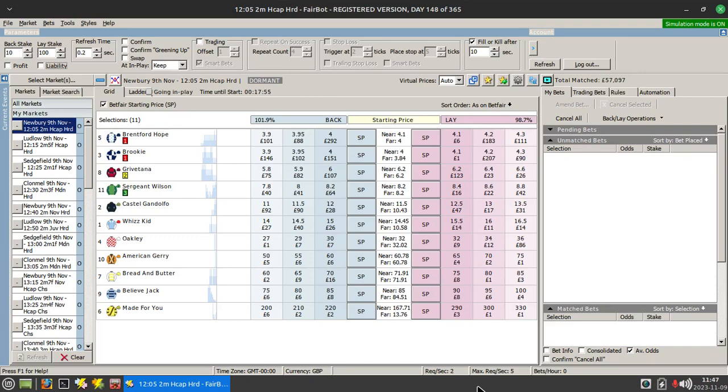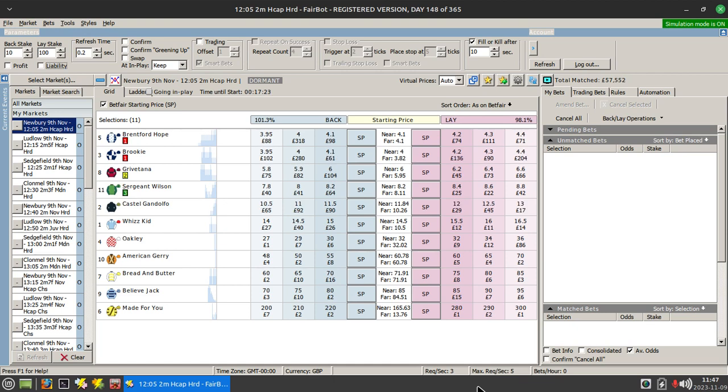Hi there. At the behest of a subscriber, we're going to revisit the in-running scalping technique. I've not done this for a while, so this should be fun. The first race today is at 12:05, so we've got another 17 minutes or so to go. So let me take this opportunity just to give you a quick reminder of how this strategy works, and then we'll go on and do a few races by way of an example.